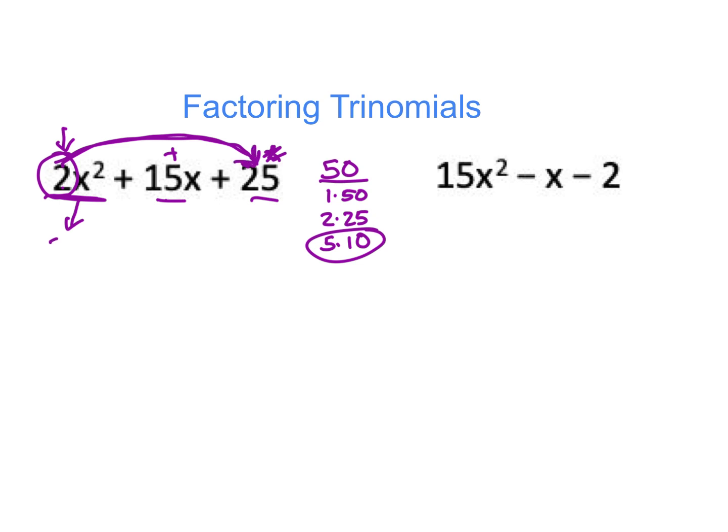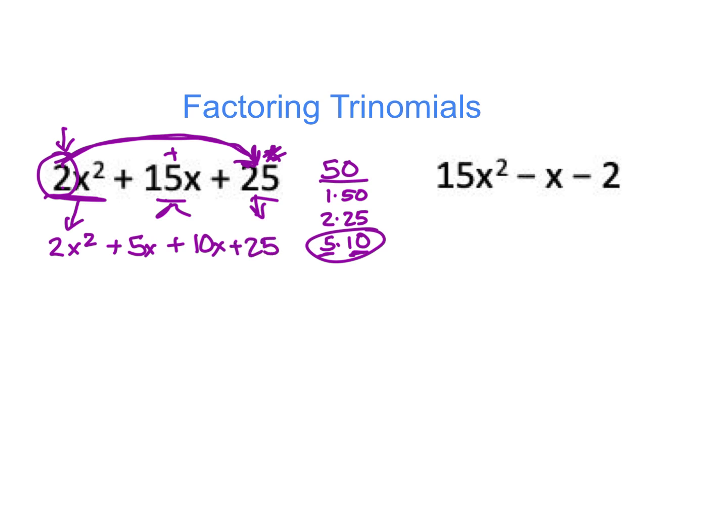So the first term is going to stay the same. The second term is going to be spread out between these two. So instead of writing 15x, I'm going to write it as 5x and 10x. They're both positive, so I'm writing them both as plus. And then I'm going to write my last term the same.